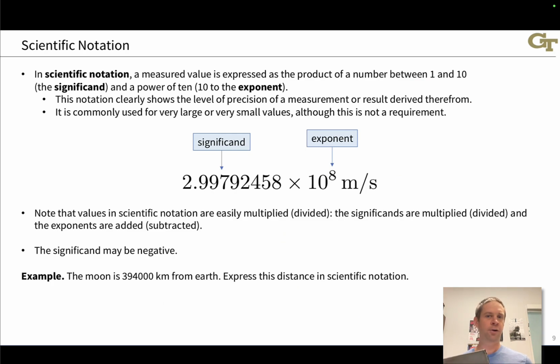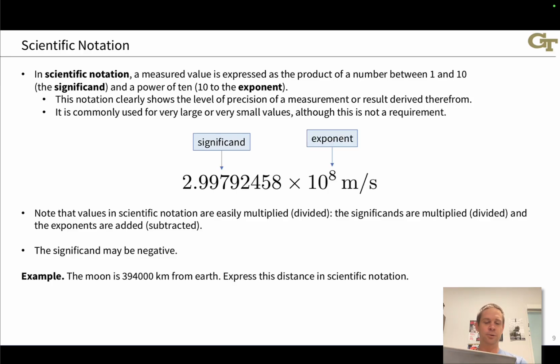Metric prefixes are a great way to embed very large or very small powers of 10 into the expression of a measurement. Another way we do this that's a little bit more explicit, a little bit more clear, and doesn't require you to memorize metric prefixes, is called scientific notation.